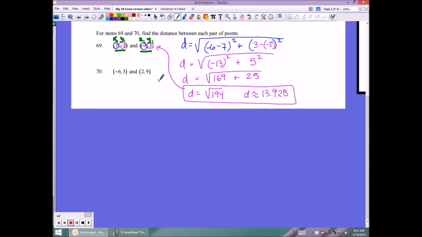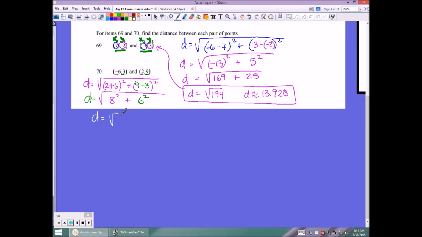All right, let's do it a little bit more abbreviated. So we have room. x2 minus x1: 2 minus a negative 6. Did you guys see how I did that? Minus a negative, I made the minus a negative into a positive. So we have 8 squared. And then, let's use a different color, 9 minus 3. I know that. 9 minus 3 is 6. 6 squared.